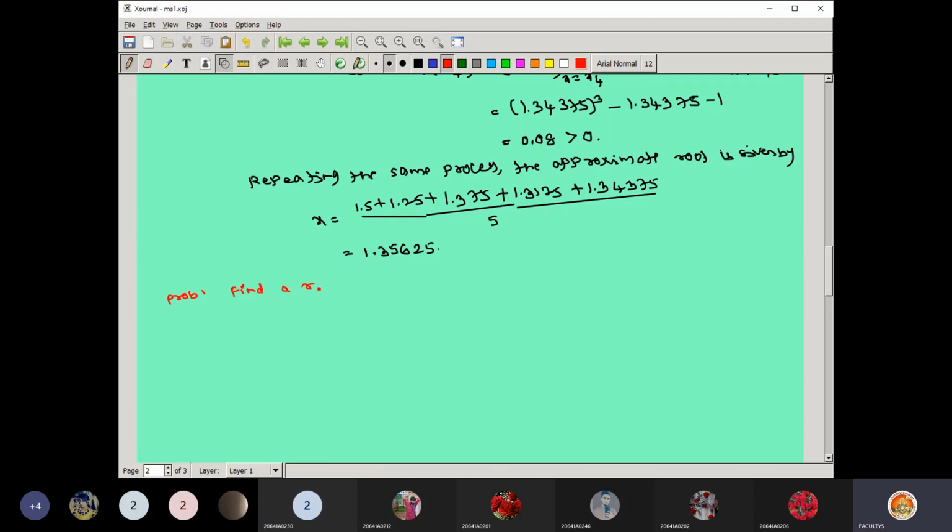Find a root of, I give you one typical one, x log x, logarithm of base 10, equal to 1.2, using the bisection method.